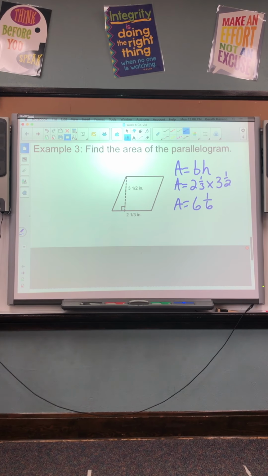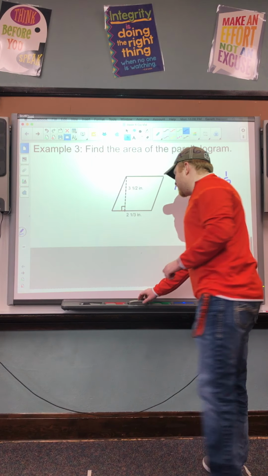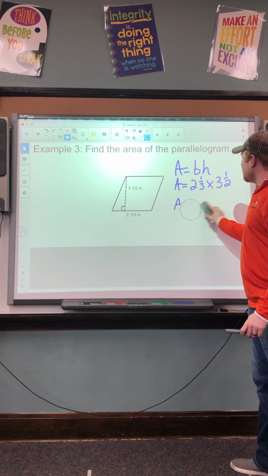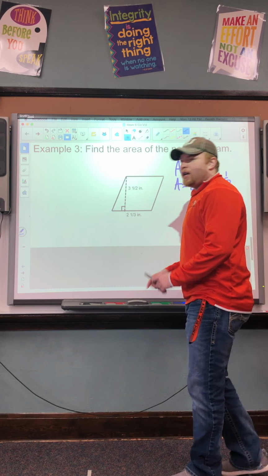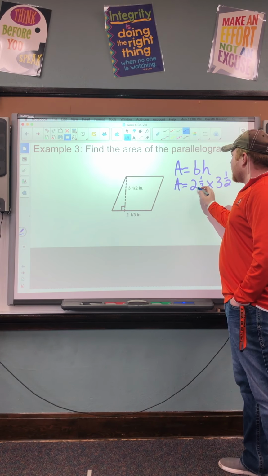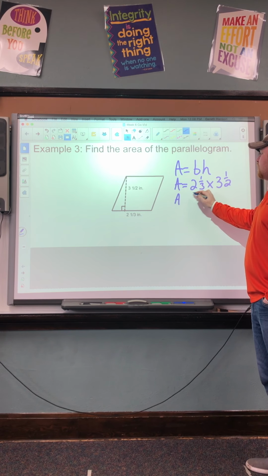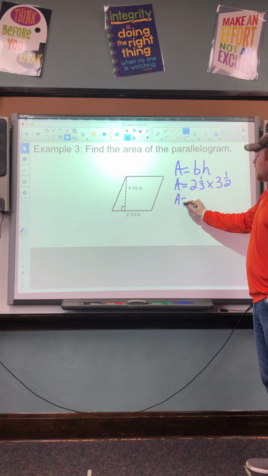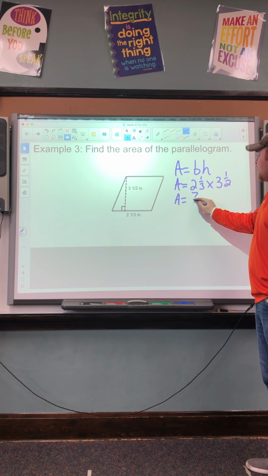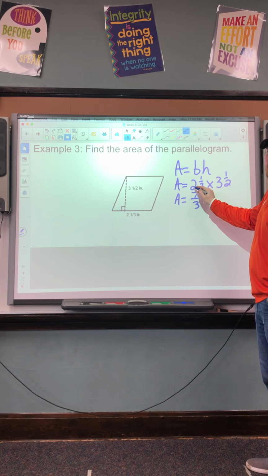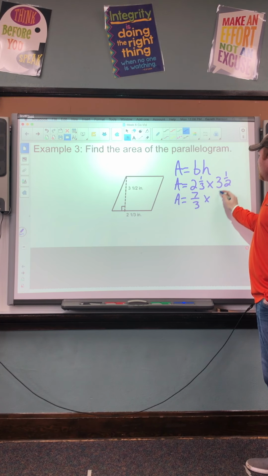Oh, yeah, you can't multiply mixed numbers. I'm sorry. You have to change them into improper fractions. Okay, and remember how to do that. You take the denominator times the whole number plus 1, so it'd be 7 over, so 3 times 2 is 6, plus 1 is 7, keep the denominator the same, then it's 2 times 3 is 6, plus 1 is 7, and then the denominator doesn't change.